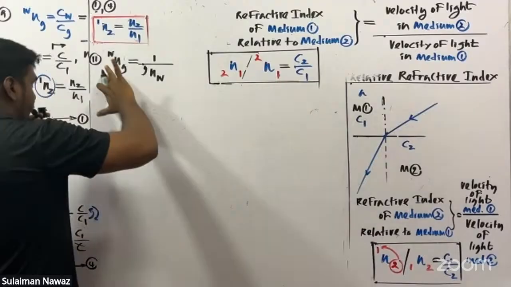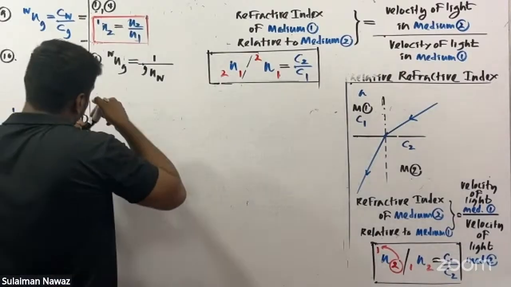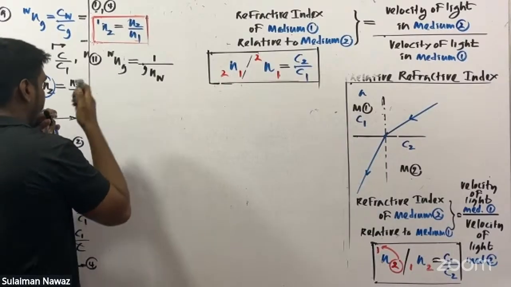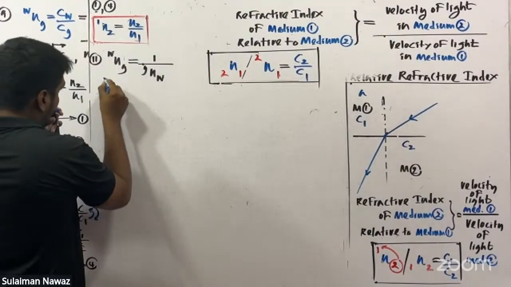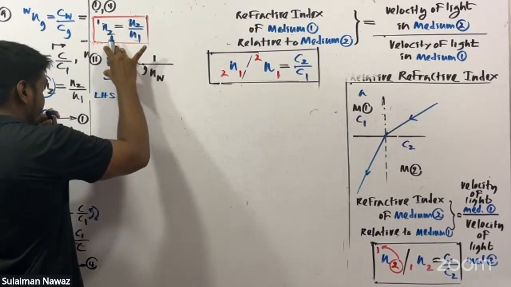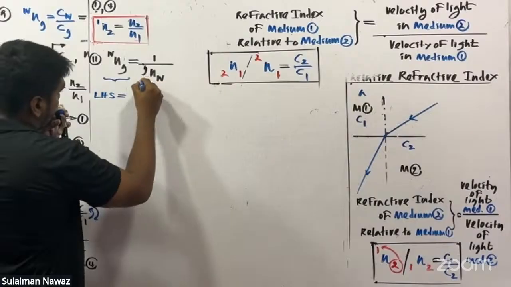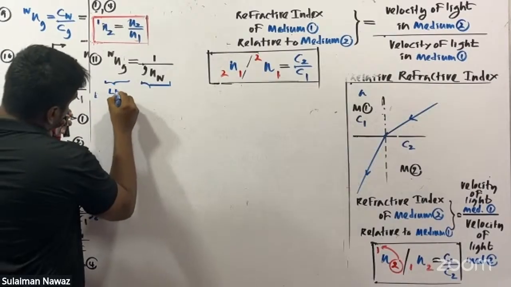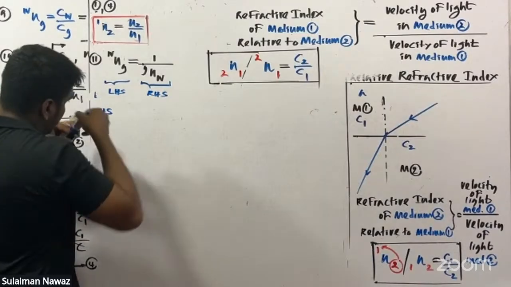What can we do now? Okay, I'll start from the left side. I'm starting from the left hand side, and I'm going to do a simplification and show that the left hand side equals the right hand side. Take the left hand side. Left hand side equals what?